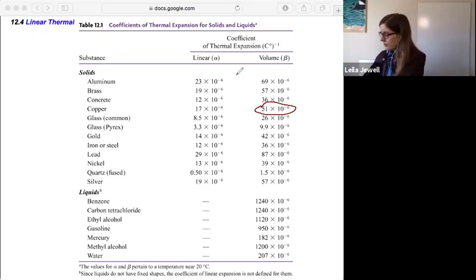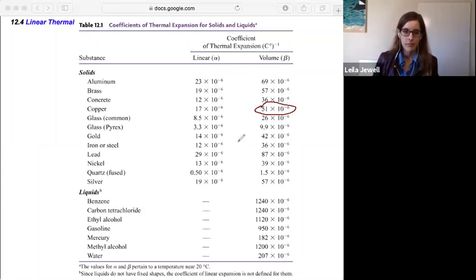If you have a cube and you expand it by length, by width, and by height in each of those directions, that's a factor of 3 possible directions to expand. So the volume coefficient is 3 times that. So if you have 12 times 10 to the minus 6, it becomes 36 times 10 to the minus 6. It's not something essential to know because this table would be given to you, but it's just a useful little tidbit.